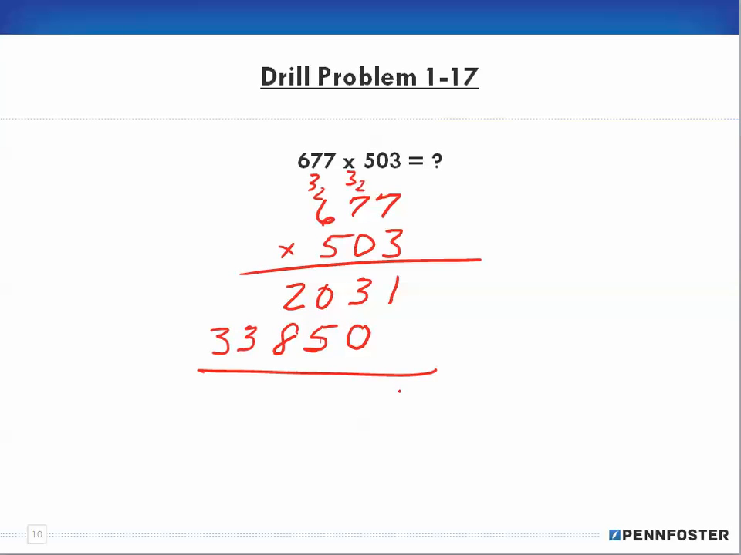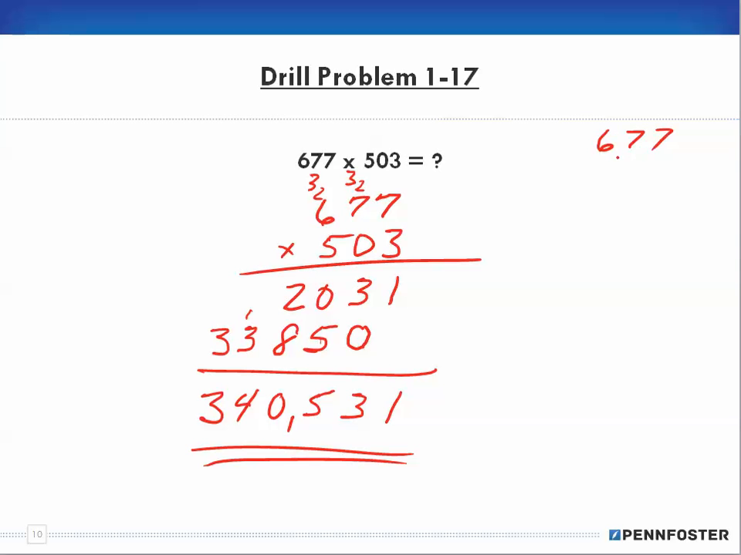And when I add them all together, 1, 0, and 3 is 3. 5 and 0 is 5. 8 and 2 is 10, carry my 1. 1 and 3 is 4. Then I bring down my 3, and I end up with 340,531. Okay, I'll do it quickly over on the side, showing that the net effect is still the same even if I multiply out. So I have 677 times 503.